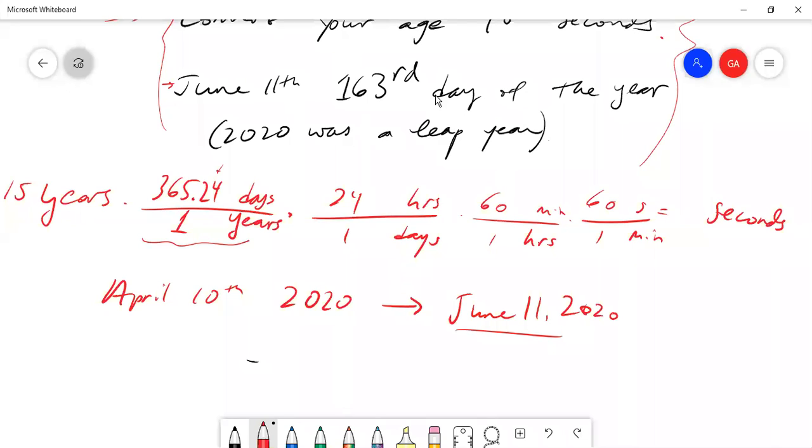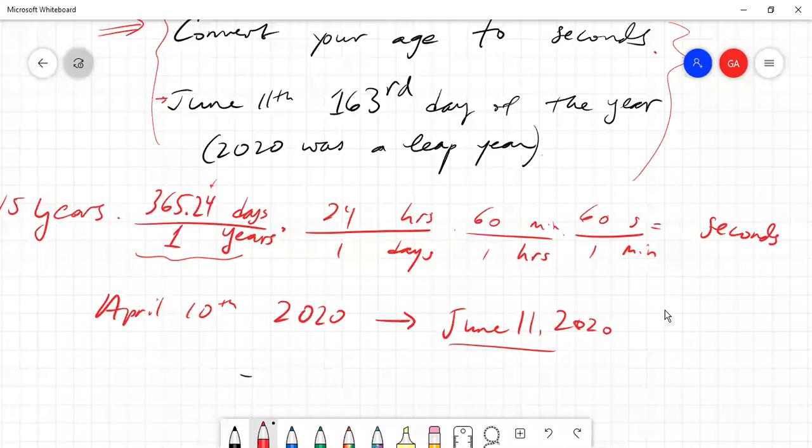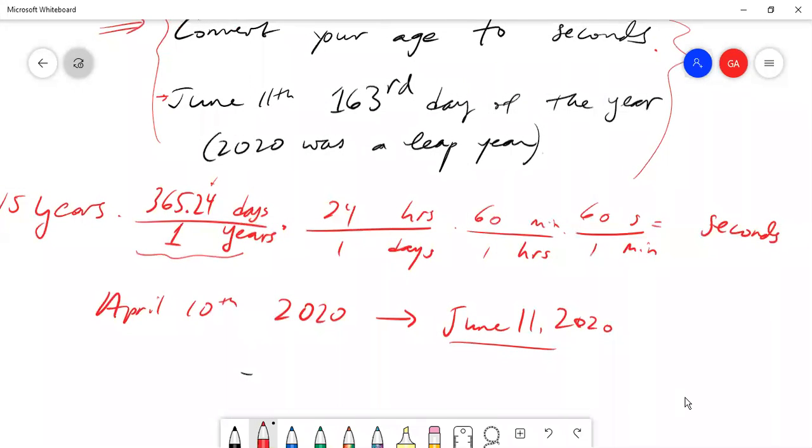Okay, anyway, do you see the big picture, right? So it's a fun problem. If you know some coding, you can even code your own age-in-seconds calculator.